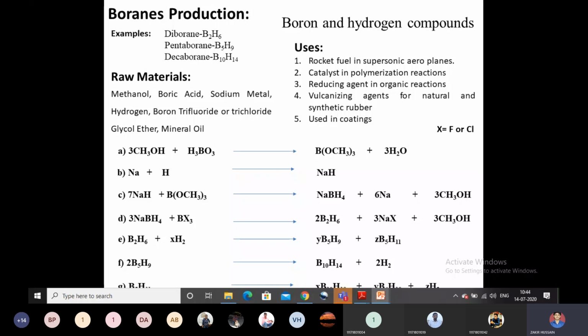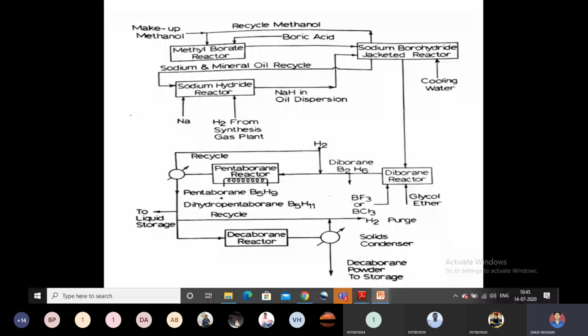Then the raw materials used for borane manufacturing are methanol, boric acid, sodium metal, hydrogen, boron trifluoride or trichloride, whichever reactant we select, then glycol ether and mineral oil. These are the reactions which will undergo during the production process. So these reactions we will discuss along with the flow sheet. The flow sheet starts from here.